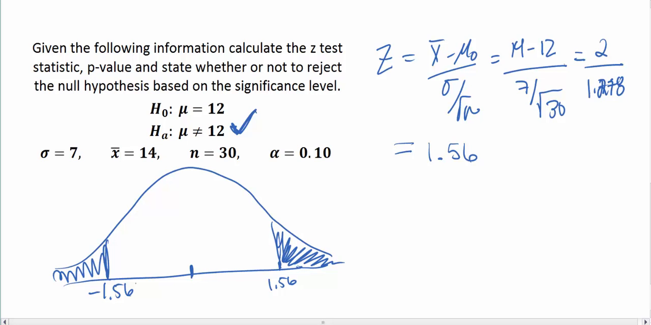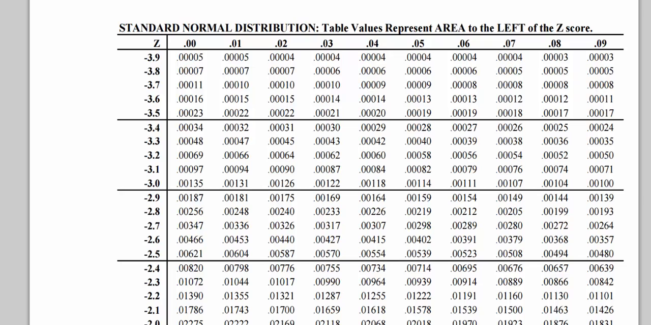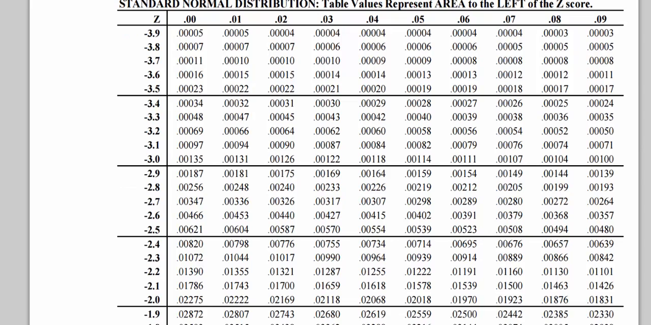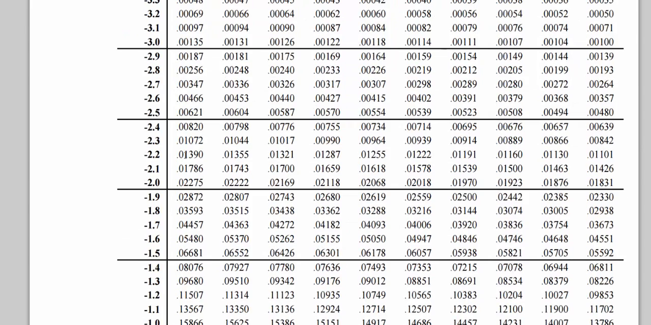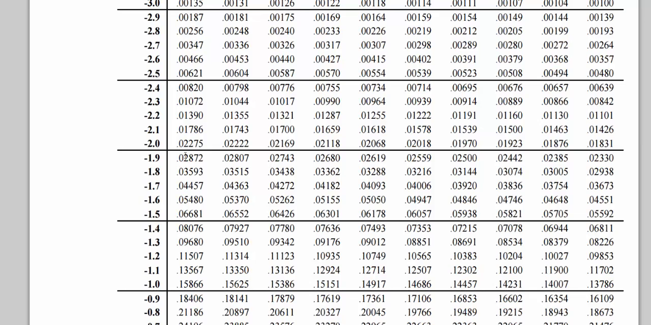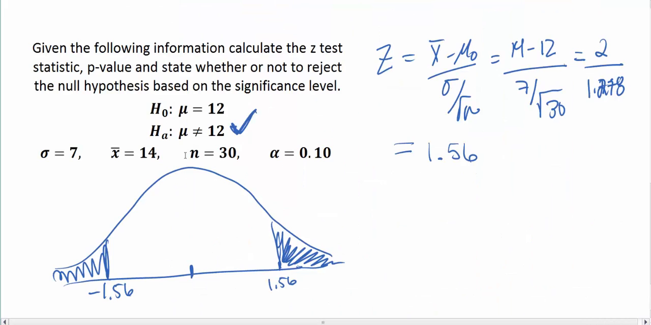So when I look up on the table, I can look up negative 1.56. So if I scroll down, I start and I see negative 1.5, and I scroll over to the sixth column, and that is this one here. So I get 0.05938 for the area that falls below a z-test statistic of negative 1.56. So again, this is equal to 0.05938 according to our table.